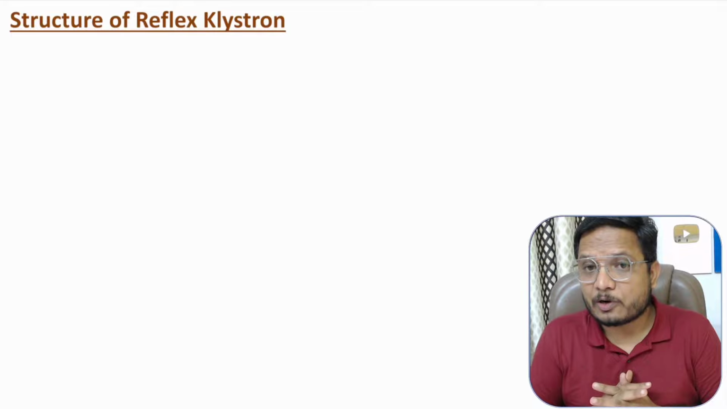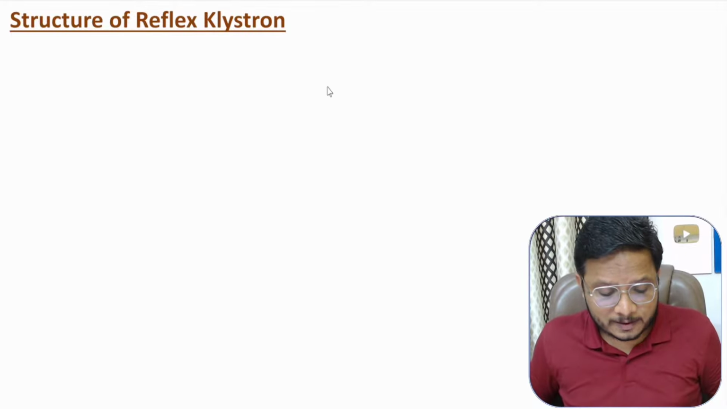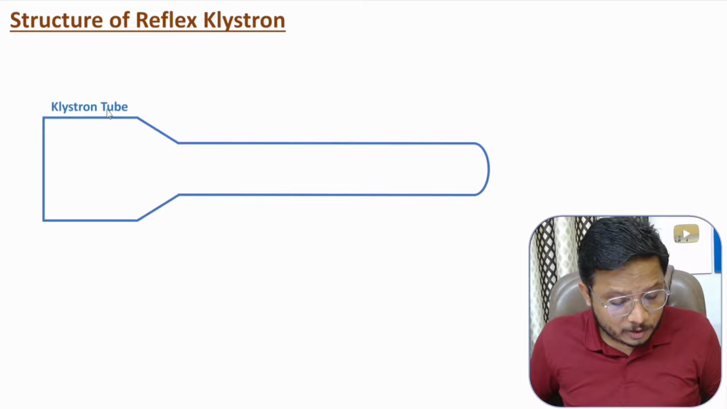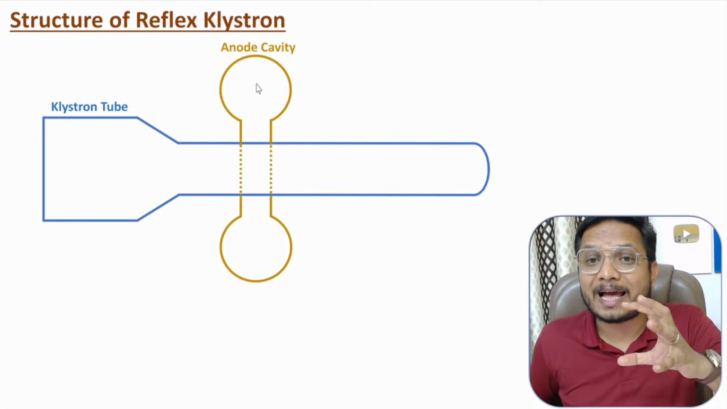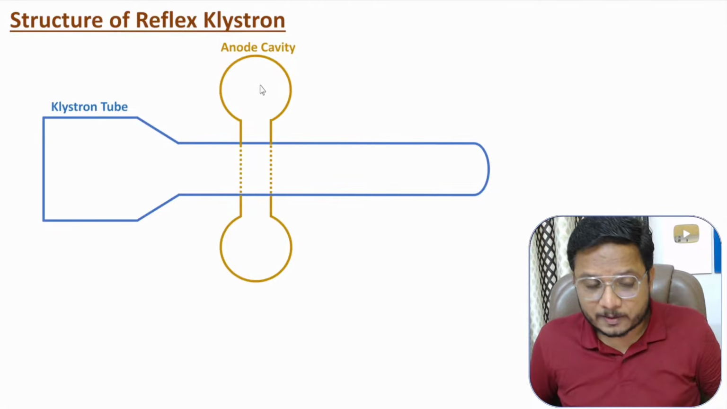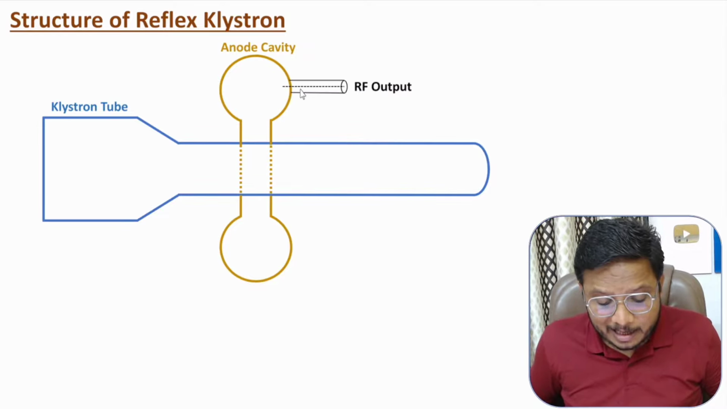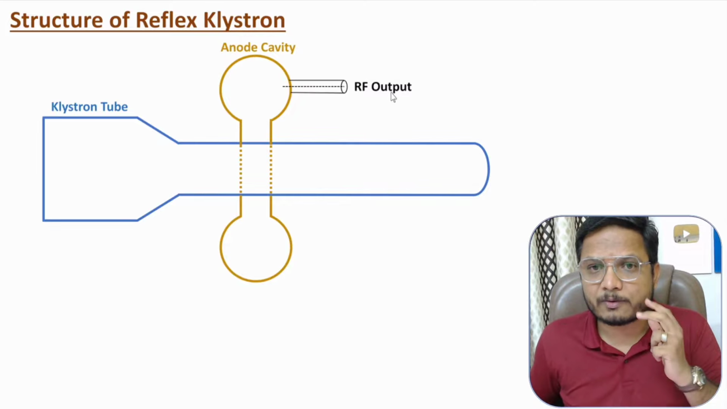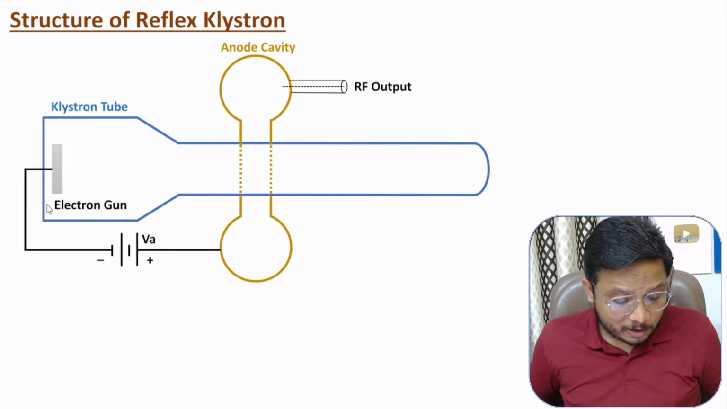Inside reflex klystron, we have vacuum tube. Let me explain you how. See, here we have klystron tube, that is vacuum tube. And here we have anode cavity. See this anode cavity, that we use it to gather electrons. So this anode cavity, that will be taking electrons, and from anode cavity we will be taking RF output, means microwave signal, right? See here we have electron gun.